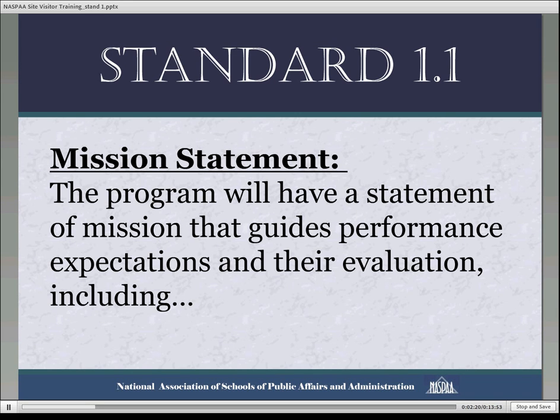assess their progress. And the mission can be changed, of course, over time, but it should be something that everyone who's involved with the program can say, yeah, this is what we're about. This is our 1-minute, 2-minute elevator speech. This is why we exist and what we're trying to accomplish.